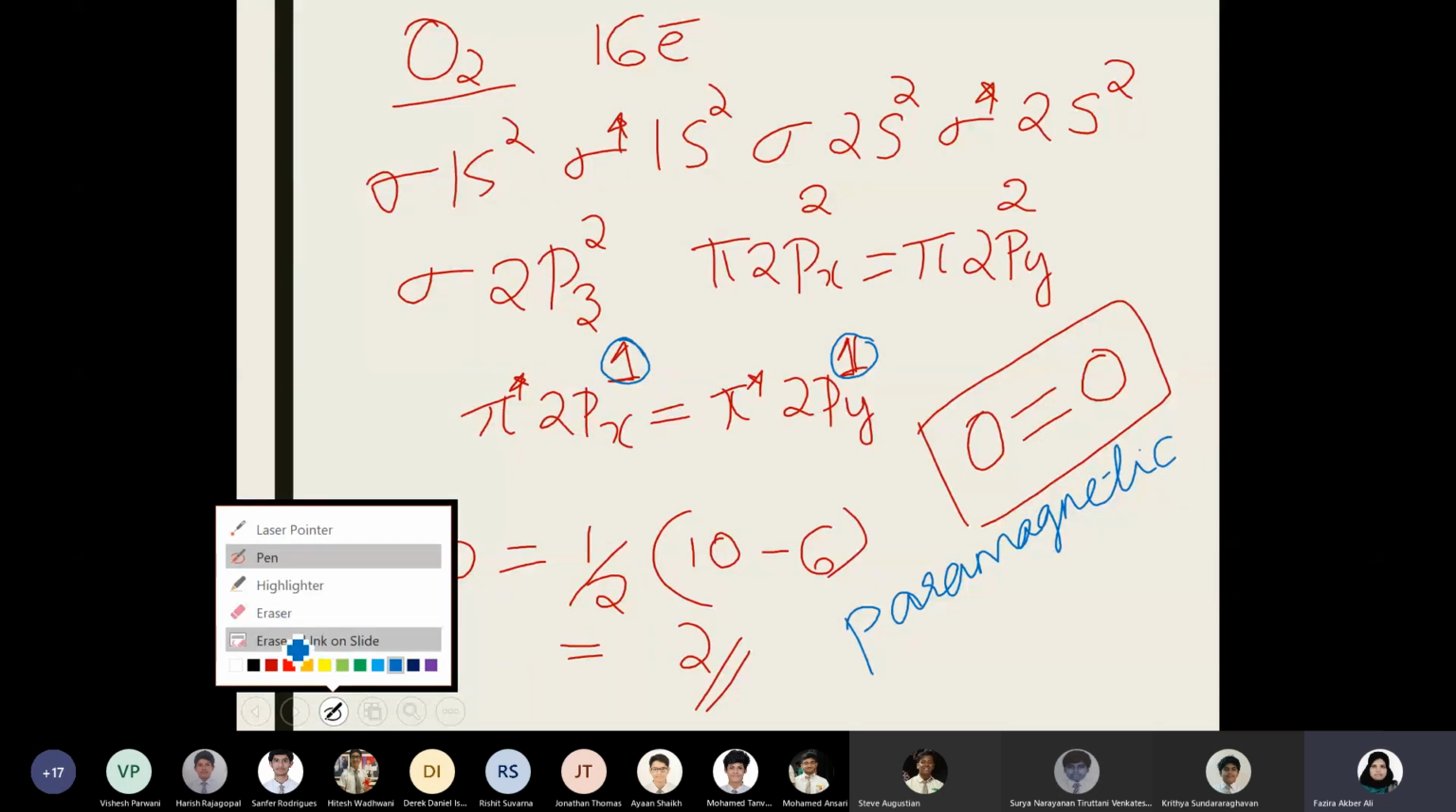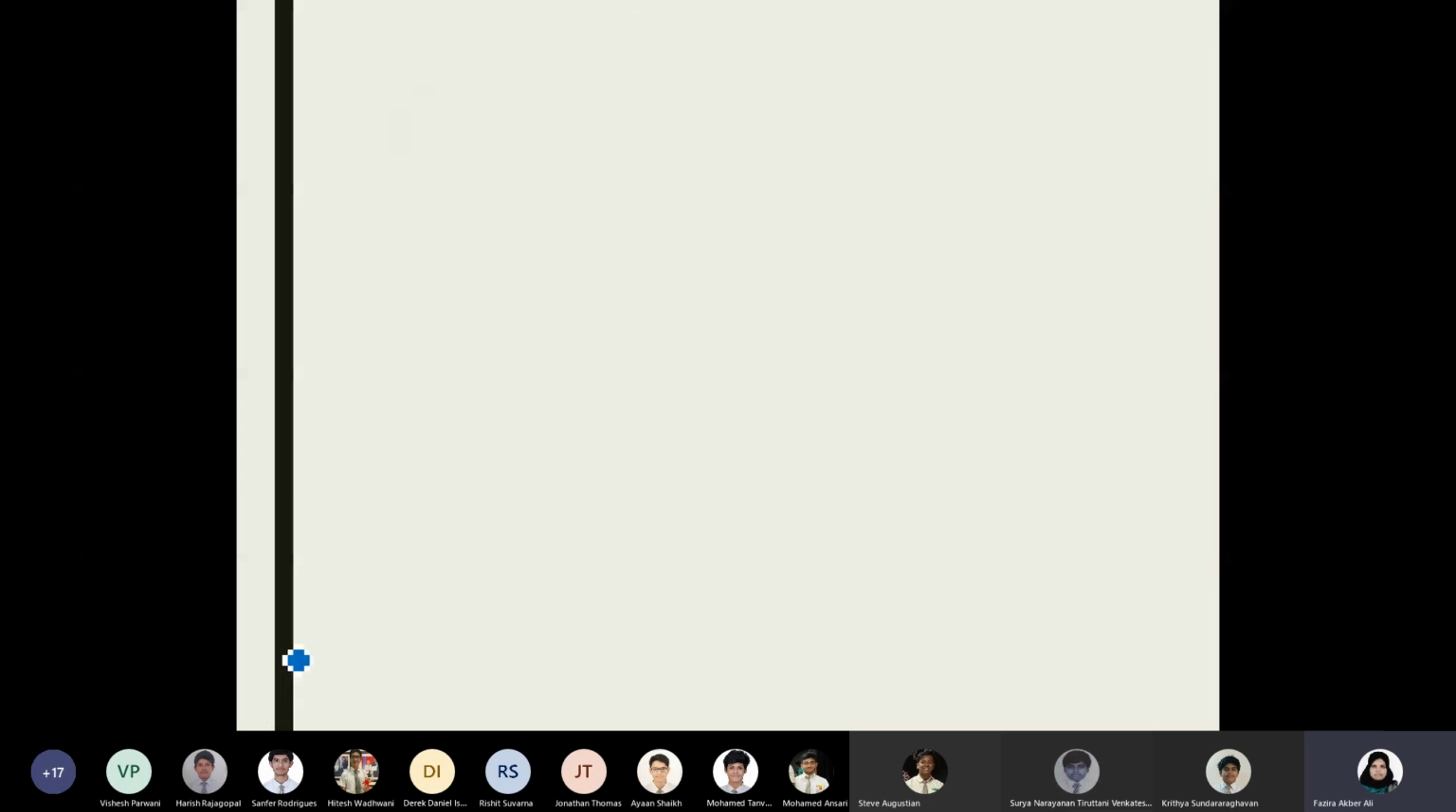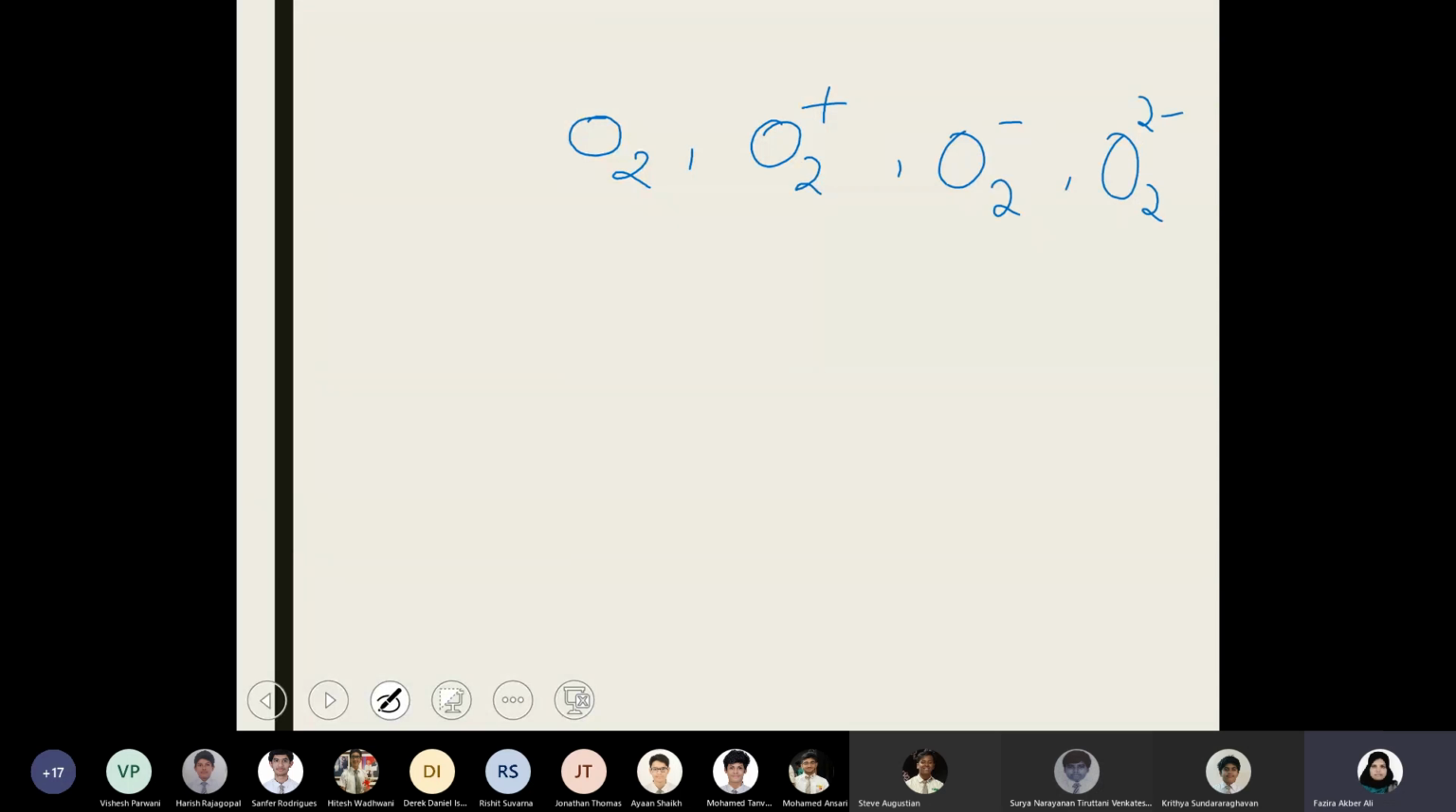Yeah, MOT is over. But I just want to give you one more way of asking the question. Sometimes, rather than giving you a molecule itself, they may ask you to draw the MOT for some ions like this, to compare their stability or explain something like that. Even in this case, you can follow the same rule, but the number of electrons is different. Add and subtract accordingly. We are doing molecular orbital theory for diatomic molecules, and that is the only thing we are dealing with.